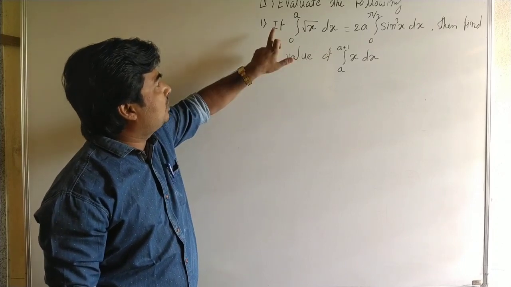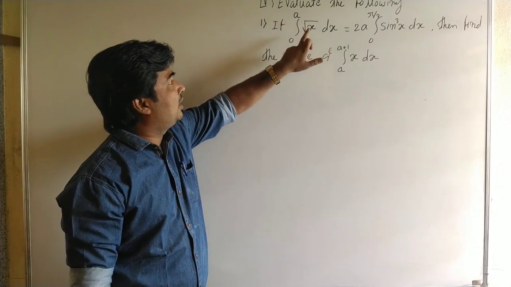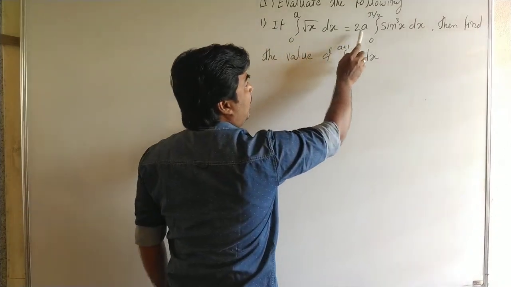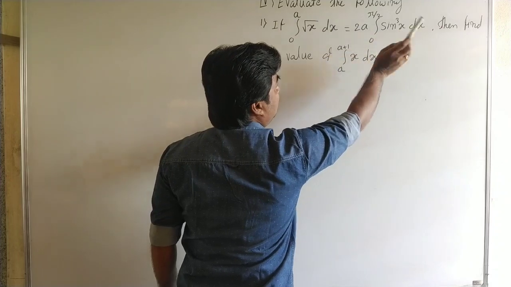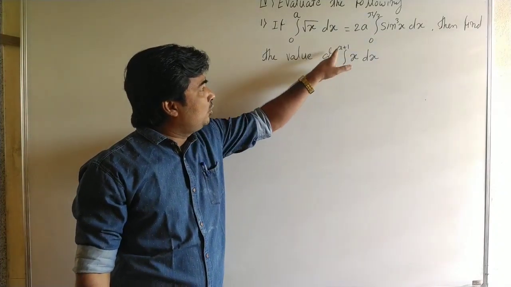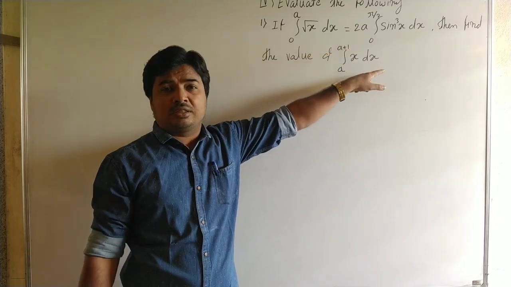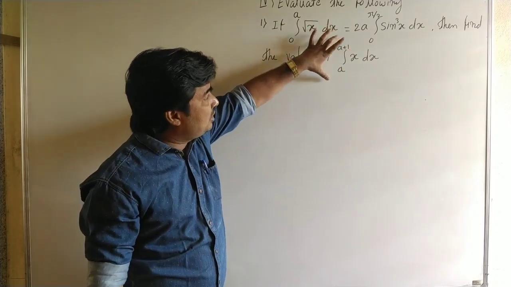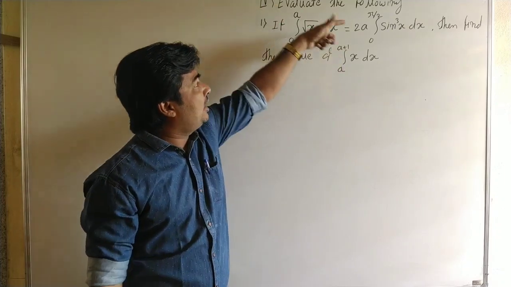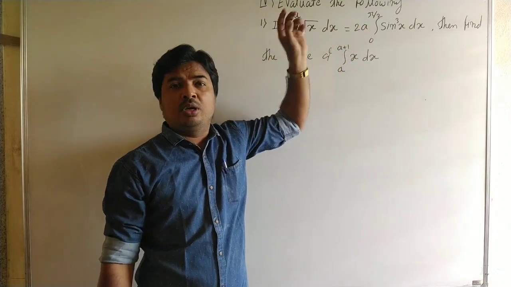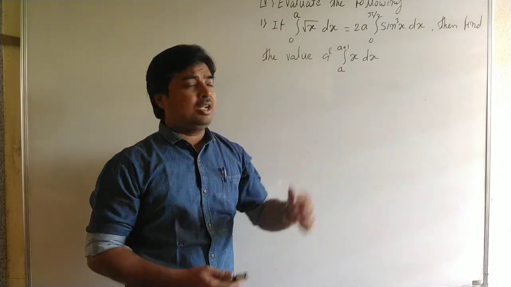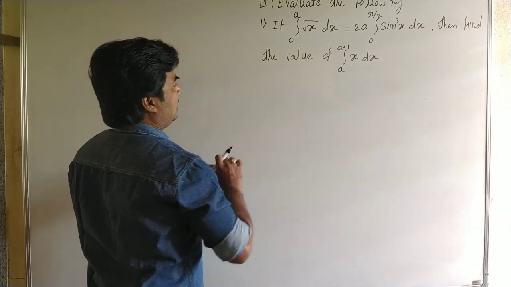The problem number 1: integral 0 to a under root x dx is equal to 2a into integral 0 to pi by 2 sine cube x dx. It is a given condition. Then we want to find the value of integral a to a plus 1 x dx. To find this value, first we find the value of a, and then find the value of this integral.